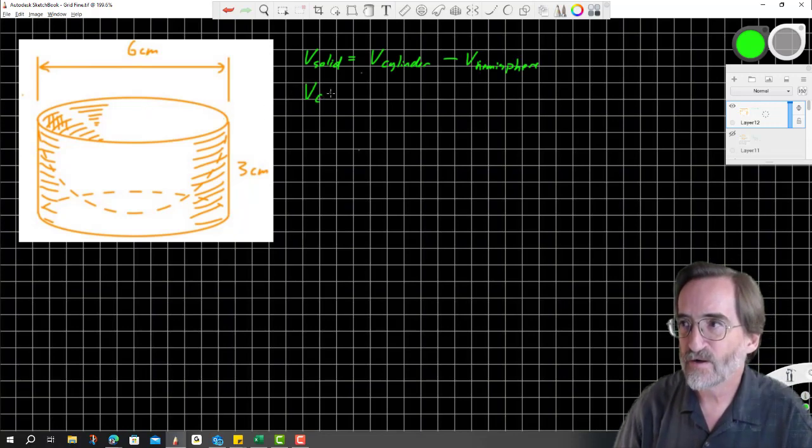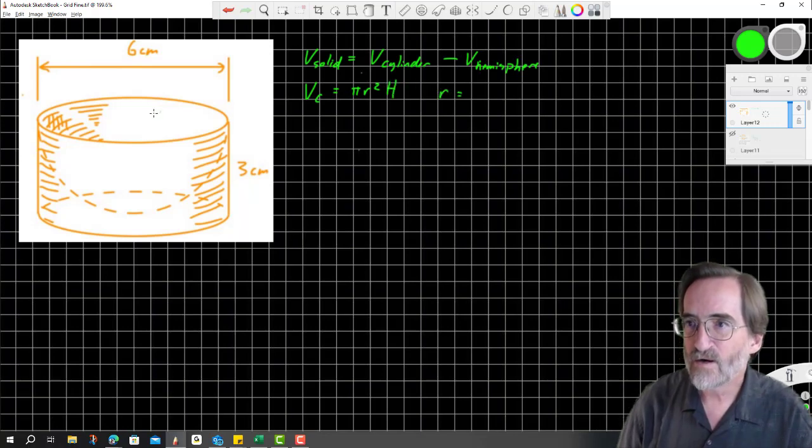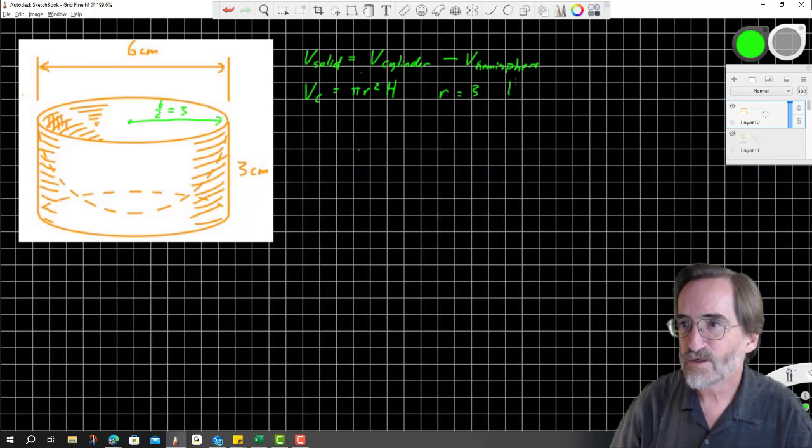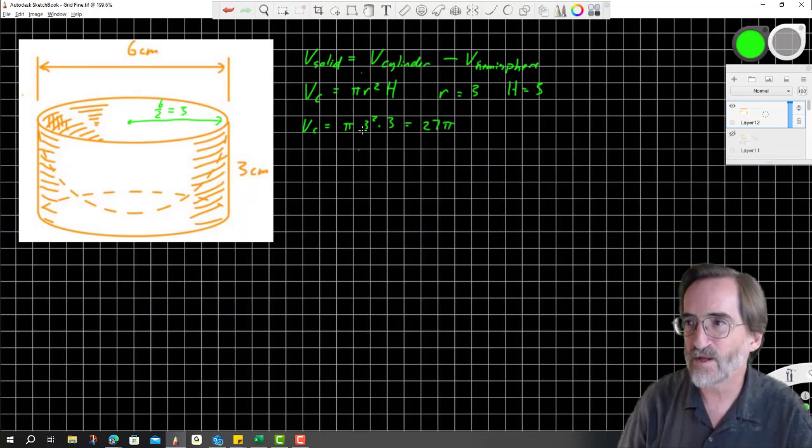The volume of the cylinder, call that VC, is pi r squared h. R is 6 divided by 2, or 3. H is 3. So the volume of the cylinder is pi times 3 squared times 3. And I'm going to go ahead and simplify this. 3 times 3 is 9, times 3 is 27 pi. Don't have to. You can leave it pi 3 squared times 3 as well and just enter that in Desmos. Okay, that's the volume of the cylinder.